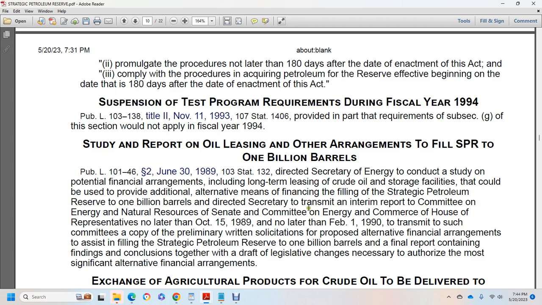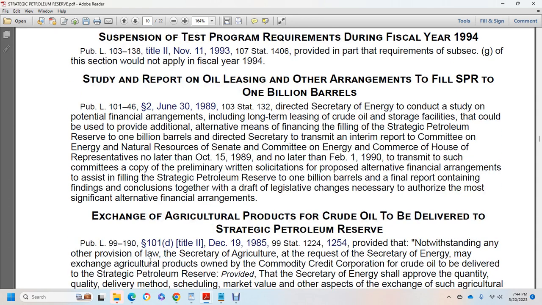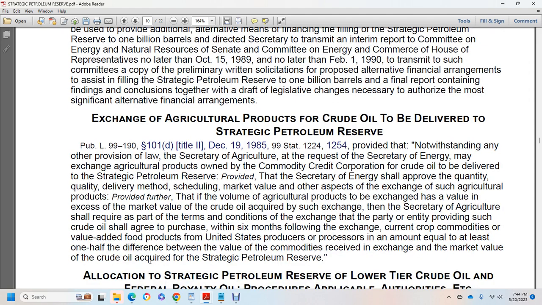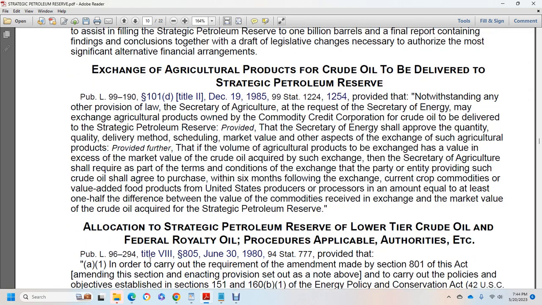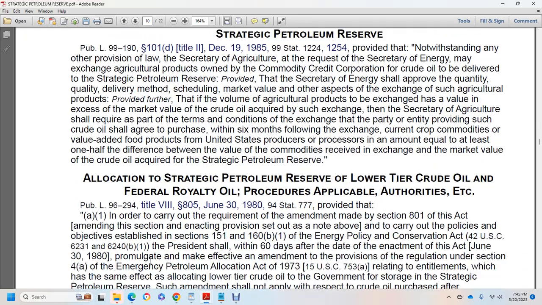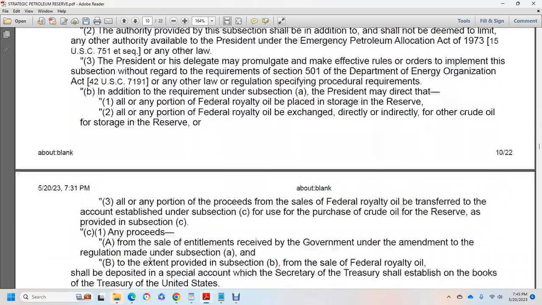and Natural Resources and Energy and Commerce of the House of Representatives no later than October 5th, 1989. No later than February 1st, 1990, the Secretary was to transmit copies of the preliminary written solicitation for proposed alternative financial arrangements to assist in filling the Strategic Petroleum Reserve to 1 billion barrels, and a final report containing findings and conclusions, together with draft legislative changes necessary to authorize more significant alternative arrangements and agricultural exchange allocation and Strategic Reserve low tariff crude oil for royalty in kind.